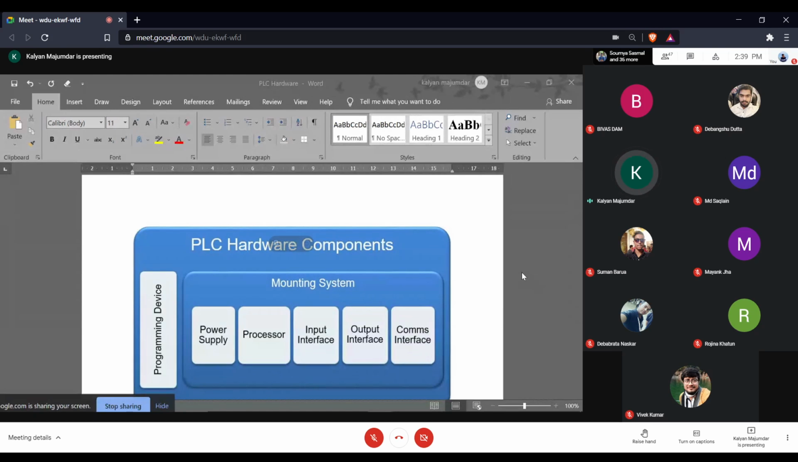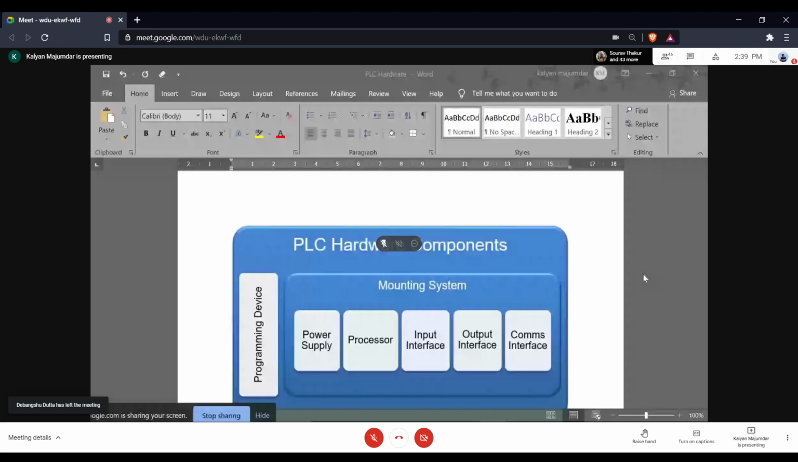We'll be starting with the introduction to PLC hardware part of it. We have done enough of software. So just basic concepts about PLC hardware.